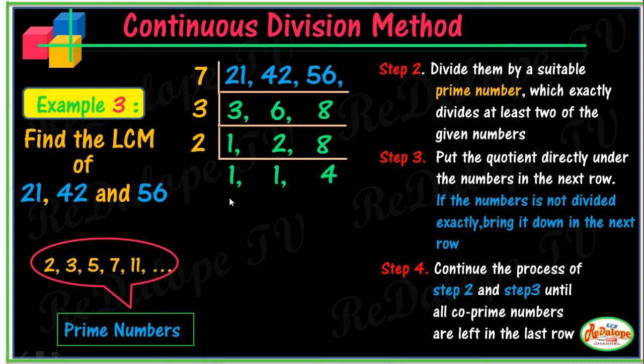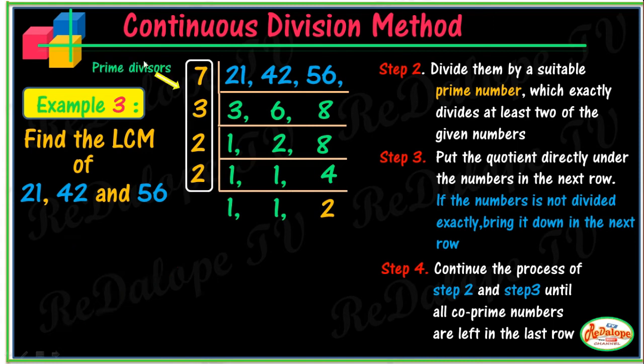1, 1, 4 are not co-prime since 4 can be divided by 2. So we'll still continue the process. Divide by 2: 1 divided by 2 cannot be, bring it down here. 1 divided by 2 cannot be, bring it down here. 4 divided by 2, that is simply 2. Now, yung pinaka-last row ay co-prime na. Therefore, we can now find the LCM by multiplying the prime divisor times the prime quotient.